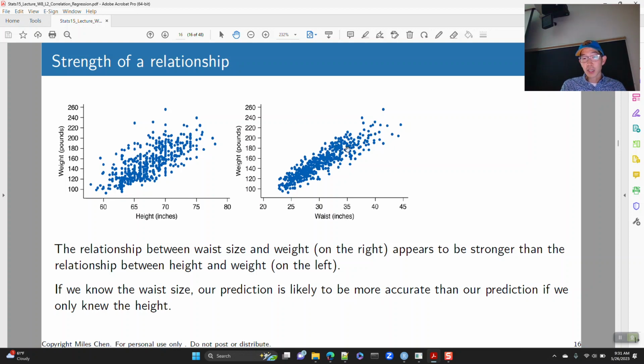If we look at waist size, and we look at people with a waist size of 35 inches, their weights could be anywhere from maybe 150, 160 up to 220. So there's some scatter, but less scatter. And we would say waist size is a better predictor of weight than height. And so we would say this is a stronger relationship, and this is less strong or weaker.